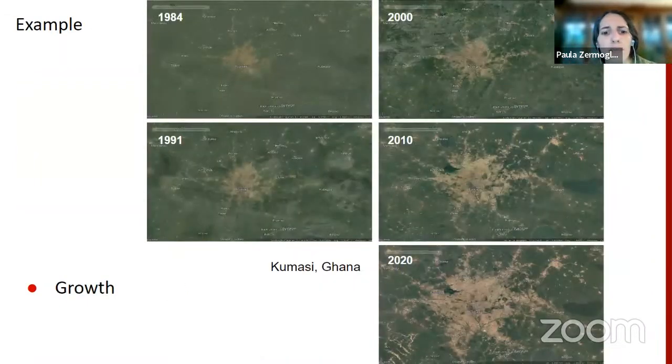Now we're going to see an example of growth. Growth is typically more evident in cities, in towns and cities. And so we have here images from Google Earth from different times.